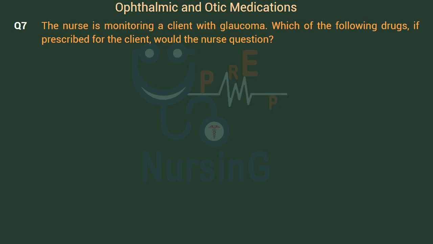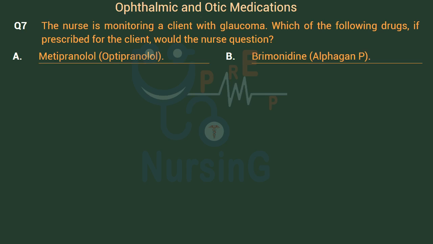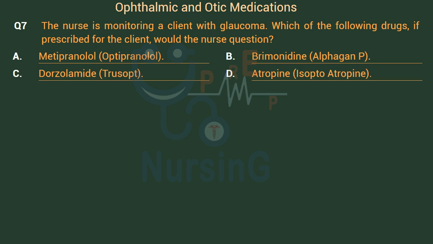The nurse is monitoring a client with glaucoma. Which of the following drugs, if prescribed for the client, would the nurse question? Option A. Metipranolol, OptiPranolol. Option B. Brimonidine, Alphagan P. Option C. Dorzolamide, Trusopt. Option D. Atropine, Isopto Atropine. Right answer is Option D.